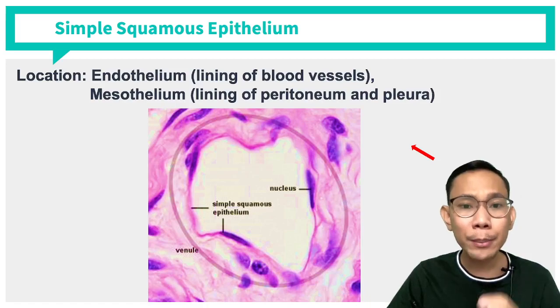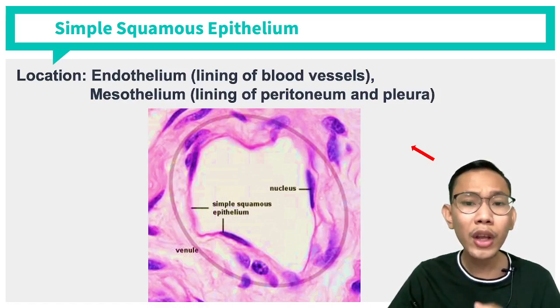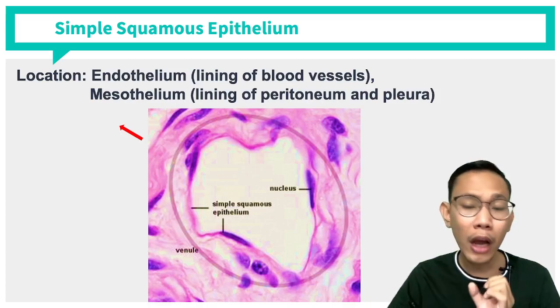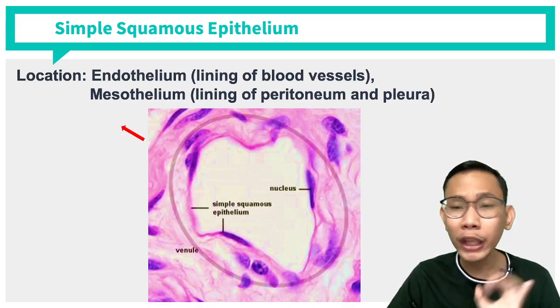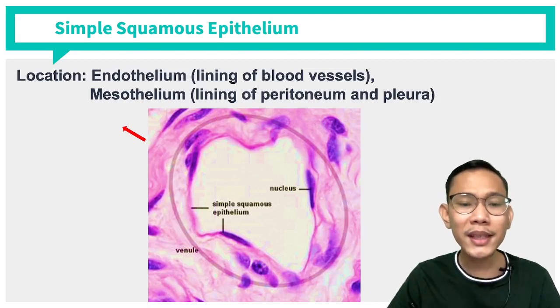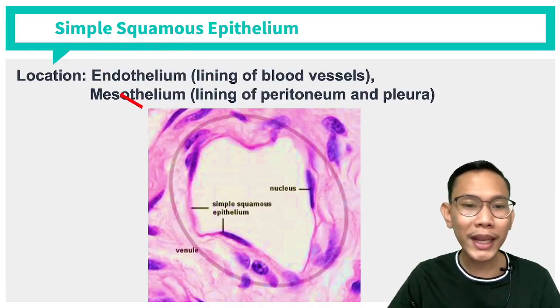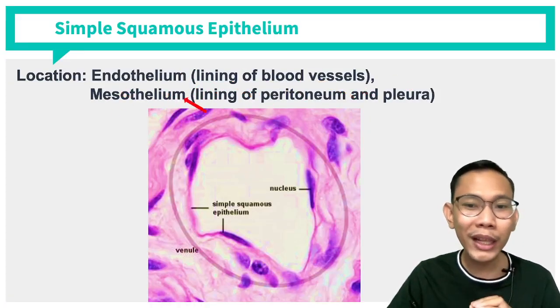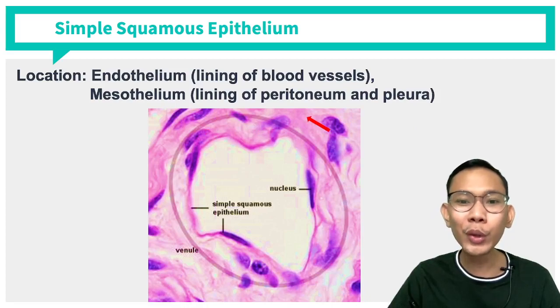Always remember that simple squamous epithelium covers the external surfaces of your digestive organs, lungs, and heart, which is now termed your mesothelium. Simple squamous epithelium that lines the chambers of the heart, or the lumina of the heart, and then blood and lymphatic vessels, is now your endothelium. So again, always remember: endothelium, lining of your blood vessels; mesothelium, lining of your peritoneum and your pleura.